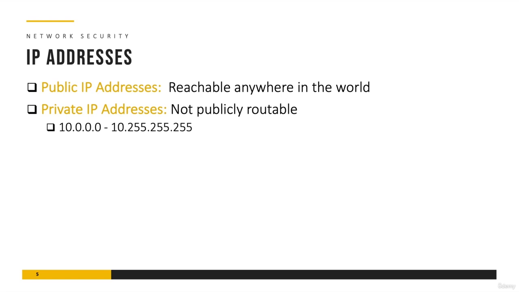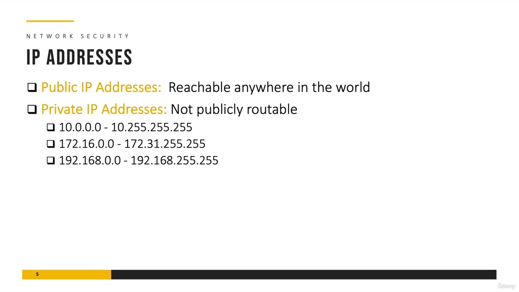Private IP addresses have the ranges 10.0.0.0 to 10.255.255.255, as well as 172.16.0.0 to 172.31.255.255, and 192.168.0.0 to 192.168.255.255. For example, if you configure a wireless access point, wireless router or wireless gateway at your home, you often see the IP address 192.168.1.1, for instance, right? So that's a private IP address.